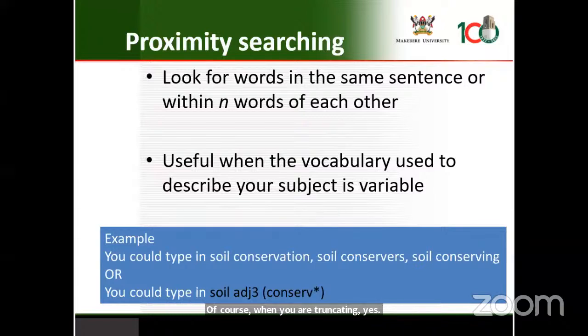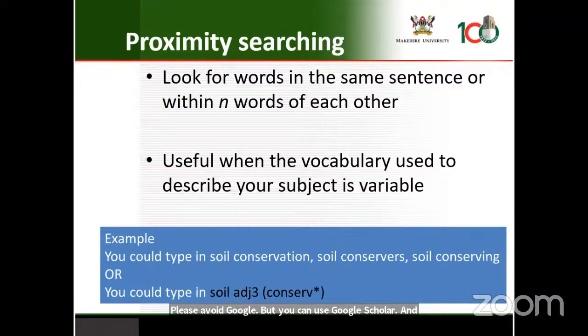I'm also asking, using the Boolean operators, do you use them only in databases or even Google search? Me, I don't believe in Google, by the way. When you're doing a systematic review, please avoid Google, but you can use Google Scholar. And yes, you can use it in Google Scholar.